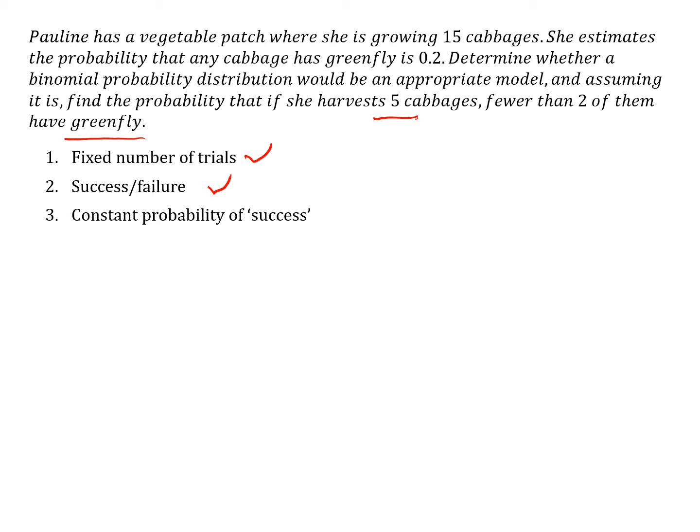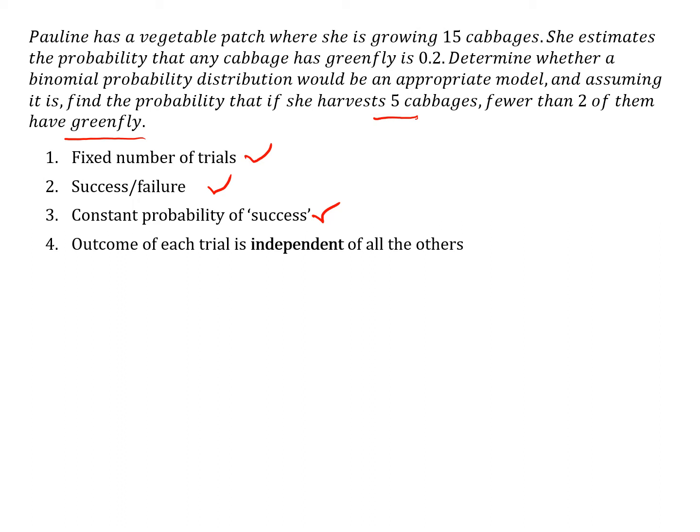Is a green fly equally likely to land on the first cabbage as it is the 15th cabbage in the patch? And I would say probably the answer is yes to that one as well. So then we get the final question, which is whether the outcome is independent of all of the others.